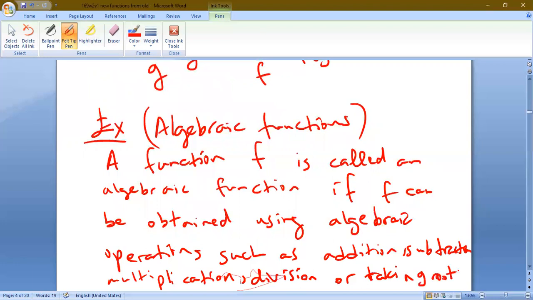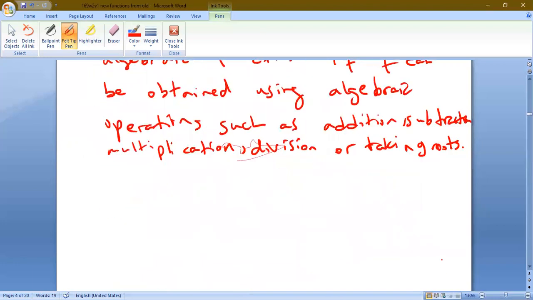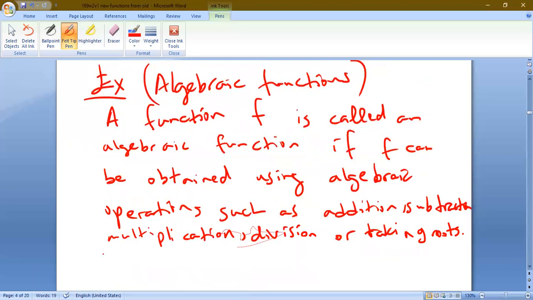Taking roots is also an algebraic operation, so any function like that is going to be an algebraic function. An example is the one we had, x squared minus 3, square root of x squared minus 3. This is an algebraic function because we have x times x, a multiplication, then a subtraction, minus 3, and then taking the square root. All these operations are algebraic operations, and what we get is an algebraic function.